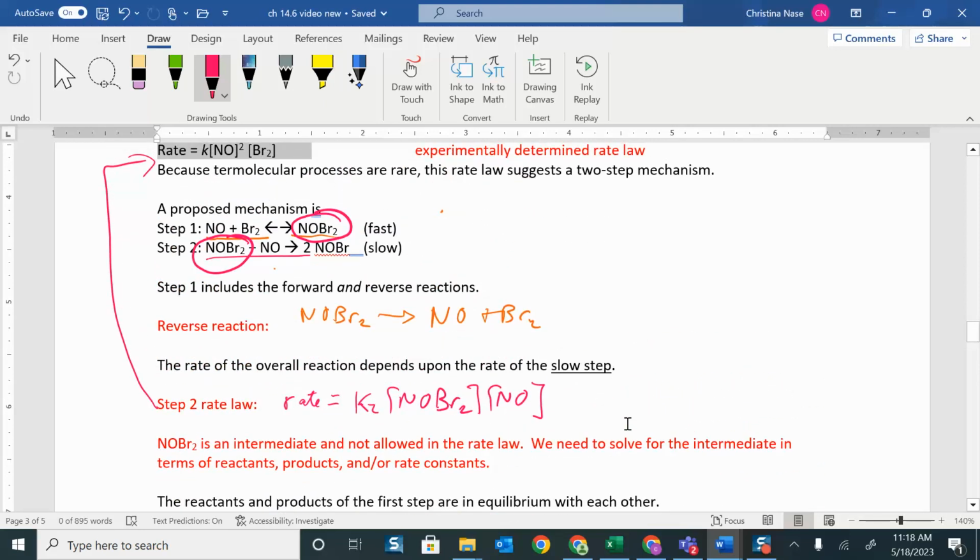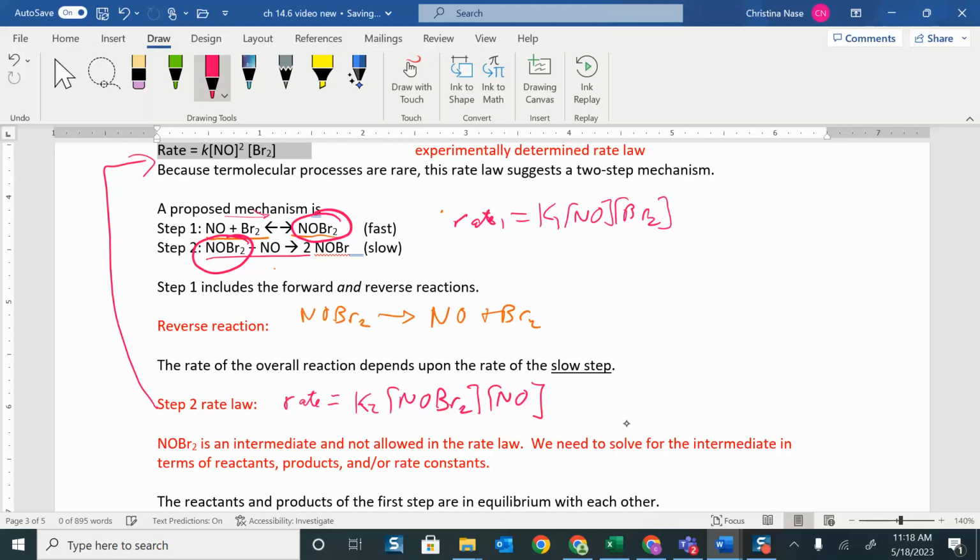So let's write those rates. Like, what's that rate law look like? So I'm going to say, rate 1 is going to be equal to the forward reaction. So going in this direction, that's going to be equal to K1, some rate constant, times NO times Br2.